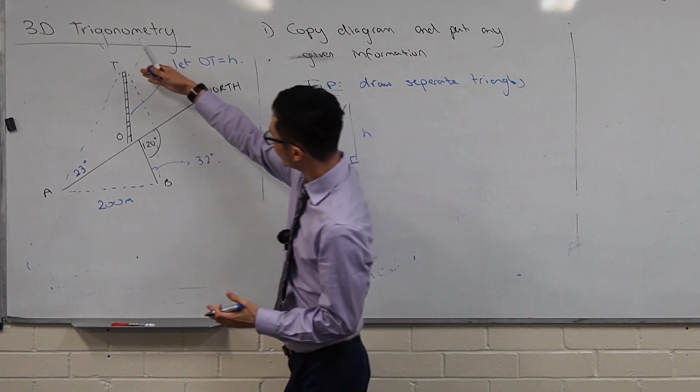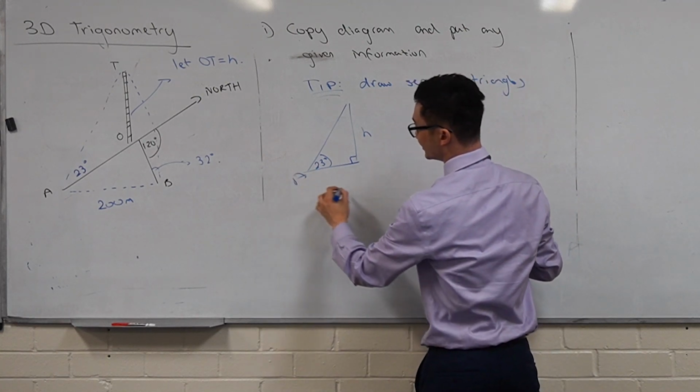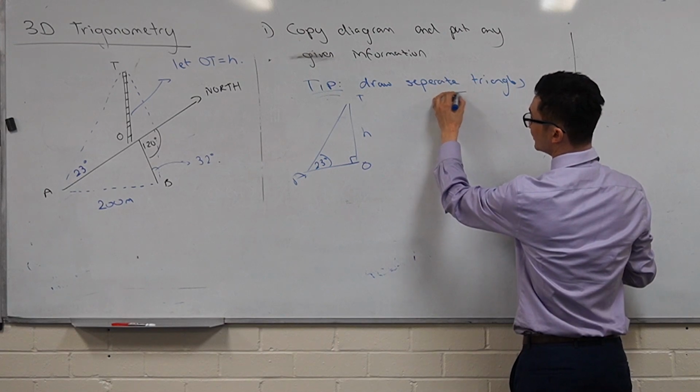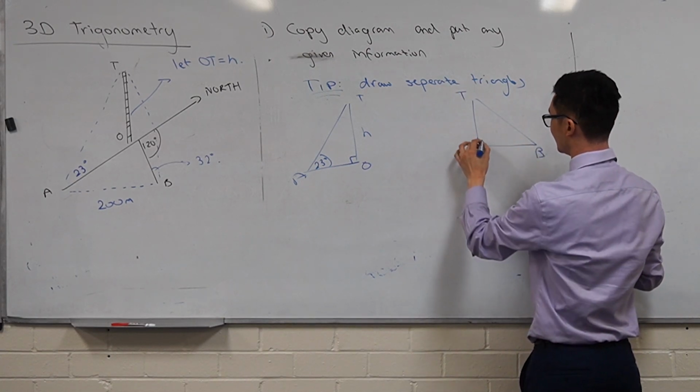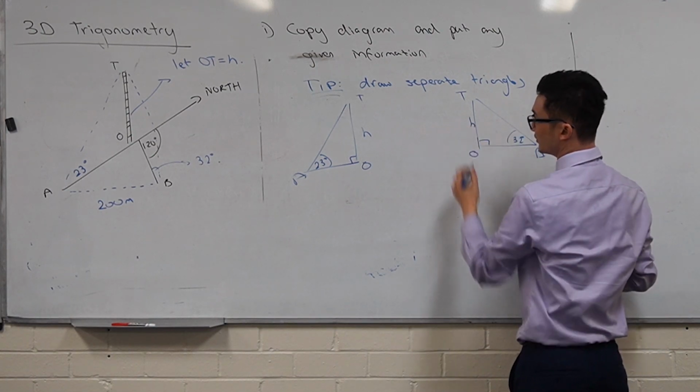What else do we have? Well, we've got this triangle here, TOB. So let's mark in what these are. So we've got AOT, and we've got TOB, looks like this. And that's going to be 32 degrees. That's still going to be H.